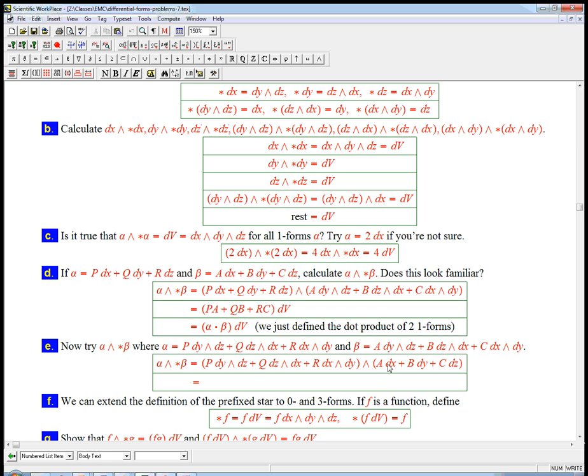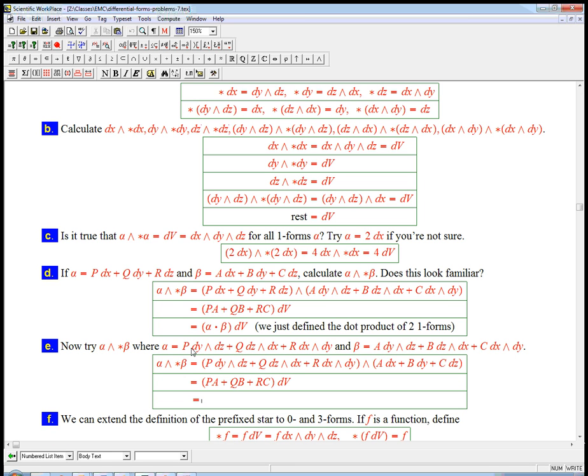The dy wedge dz only matches up with the dx. The dz wedge dx only matches up with the dy. I get exactly the same thing, plus qb, plus rc dv. You could still say, okay, let's define the dot product of two two-forms to say that this and this dot to be 1, and so you're going to get a contribution of PA, and this dot to be 0, et cetera, et cetera. And so we're just going to define that to be exactly this again. Okay. So that's basically defining the dot product of two two-forms.